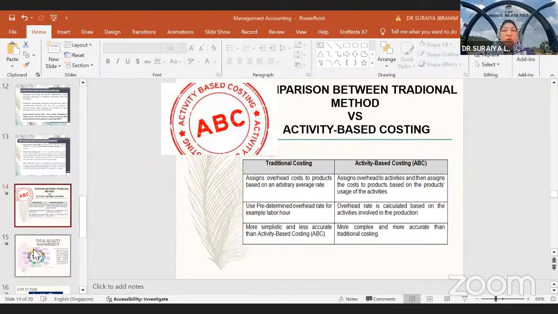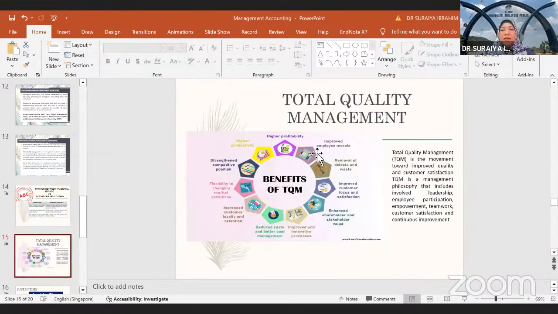So next, we do have total quality management, okay? The second tool is total quality management. Sometimes it sounds like total quality management in the principles of management, but here it should be defined as a movement. It is quite the same, but in management accounting we focus more on the processes. So here, the movement towards improving quality and customer satisfaction, known as TQM, is a management philosophy.